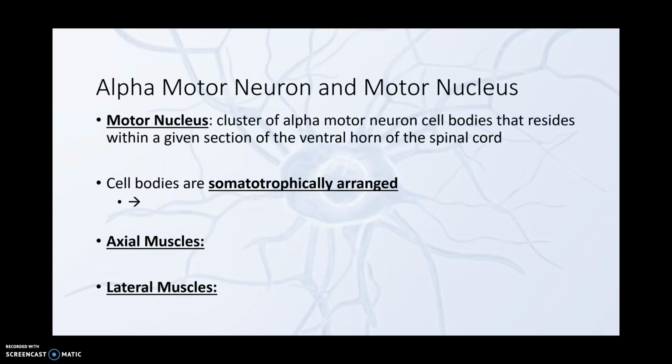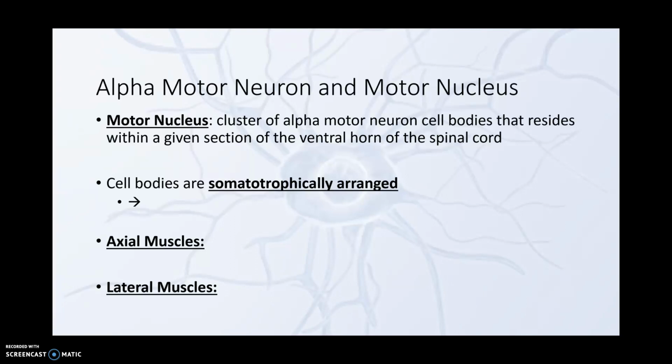Okay, so let's talk about alpha motor neurons and the motor nucleus. The only way the central nervous system can cause any sort of skeletal muscle contraction is to initiate a discharge of that alpha motor neuron first. Makes sense? Each muscle or each group of synergistic muscles has its own motor nucleus.